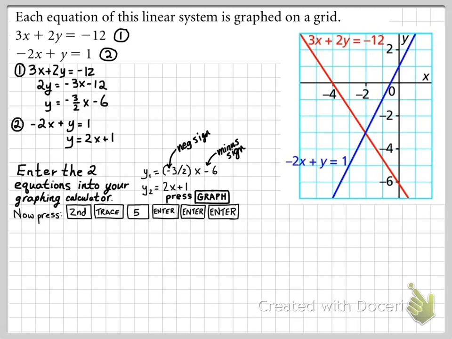And what that will do is it's going to tell you that x is going to equal negative 2 and y is going to equal negative 3. That's your ordered pair.